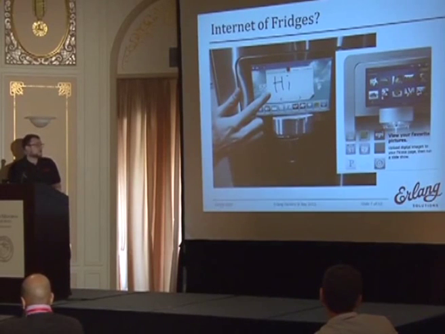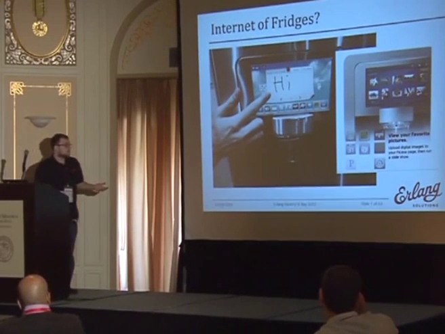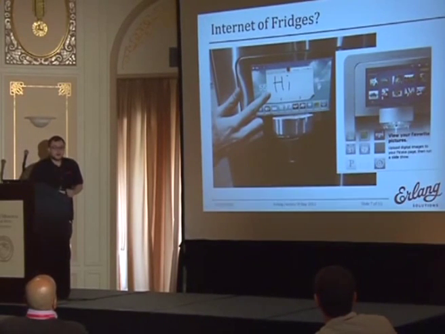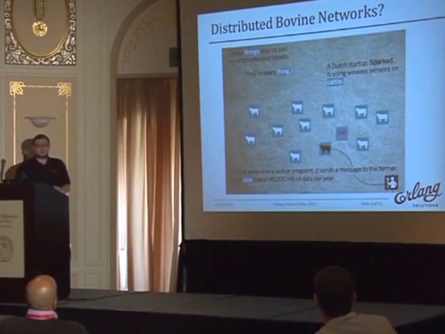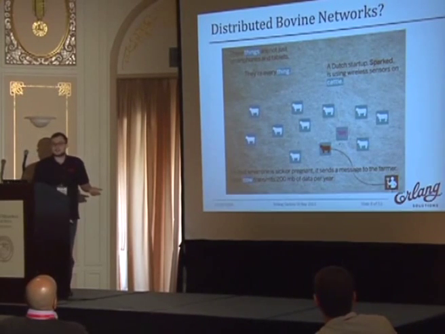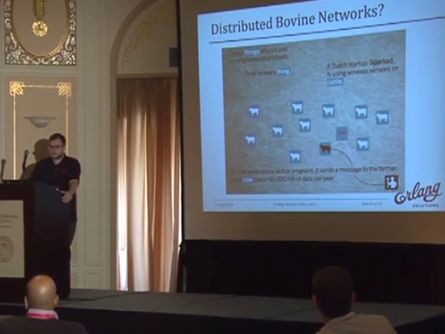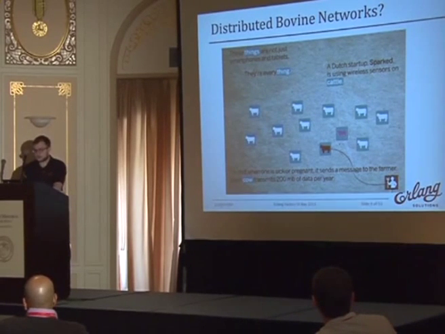We have fridges that can tweet, or you can upload your pictures to your fridge, apparently. Who would want to do that? I have no idea. Or we have distributed bovine networks where you implant sensors in cows and cattle and all sorts of animals. So the applications are not just based around our homes or server rooms, they're everywhere. They're inside living creatures as well, which is quite scary.